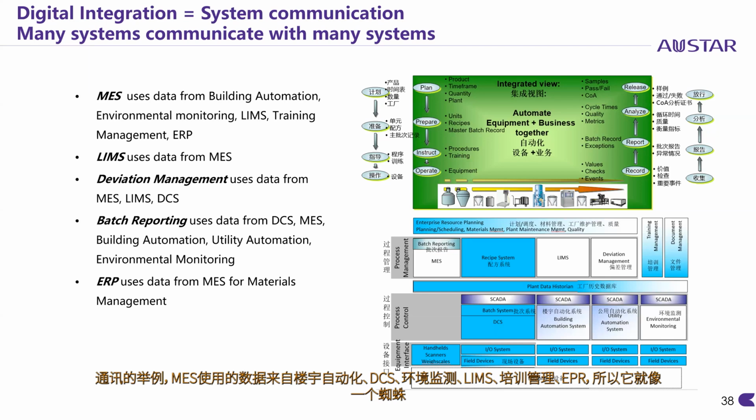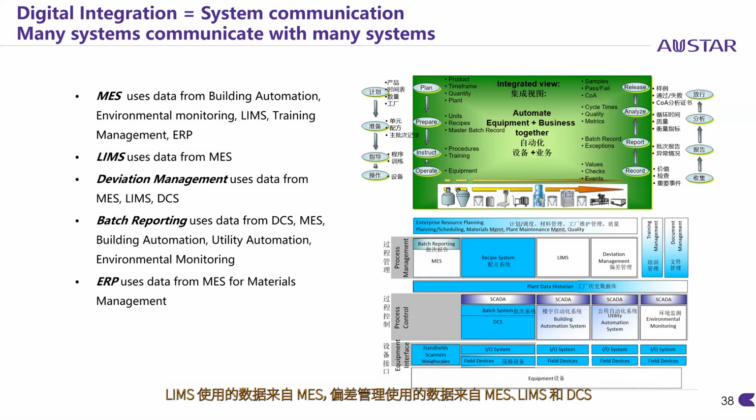LIMS uses data from MES. Deviation management uses data from MES, LIMS, and DCS. If you want to put a batch report together, you have to use data from DCS, MES, and all the other automation systems. And then finally, ERP will use data from MES for materials management to know how much material was consumed, how much material was taken out of storage, etc.